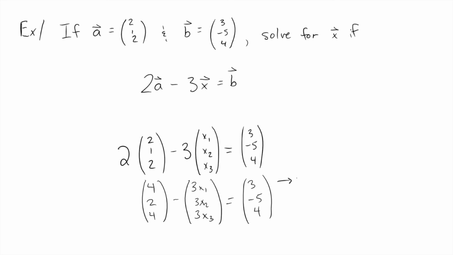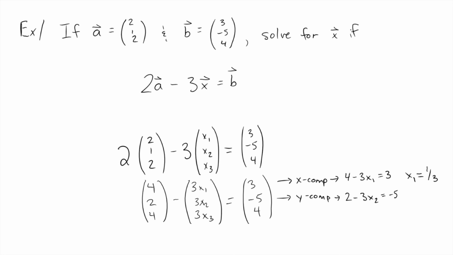I can take the x components here, pull them over here to the side as one equation. 4 minus 3 times the x component of my unknown vector is equal to 3. And that allows me to rearrange and solve that equation to figure out that the x component of my missing vector is 1/3. I can do the same thing for the y components to get an equation just from that part of the vectors. And that equation would be 2 minus 3x2 is equal to -5.